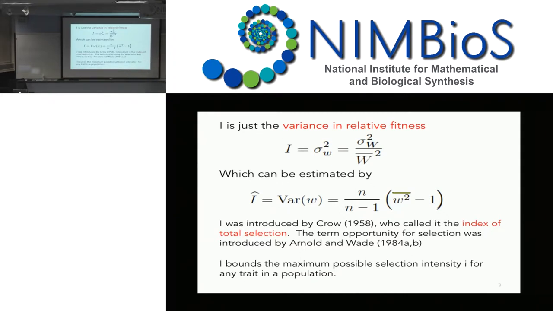This was first introduced by Jim Crow, who called it the index of total selection, and Arnold and Wade, in a very influential set of papers, called it the opportunity for selection and talked about a lot of its features. One nice thing is that I bounds the maximal possible selection intensity. If you know the opportunity for selection, no matter what the character is, I can give you a bound: the character won't change by more than this amount. We'll talk about those features.